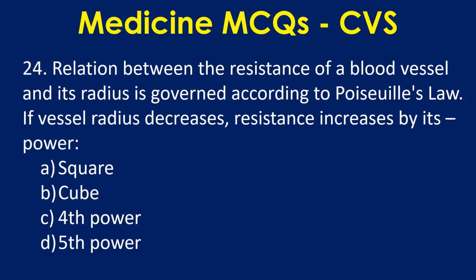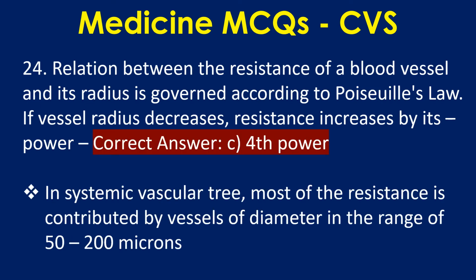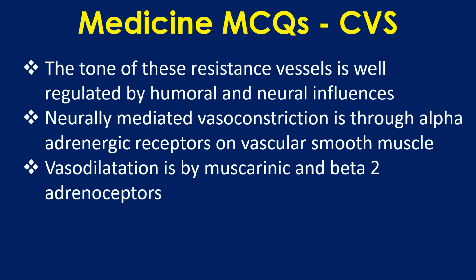Relation between the resistance of a blood vessel and its radius is governed according to Poiseuille's law. If vessel radius decreases, resistance increases by its dash power. A square, B cube, C fourth power, D fifth power. Correct answer C fourth power. In systemic vasculature, most of the resistance is contributed by vessels of diameter in the range of 50 to 200 microns. The tone of these resistance vessels is well regulated by humoral and neural influences.